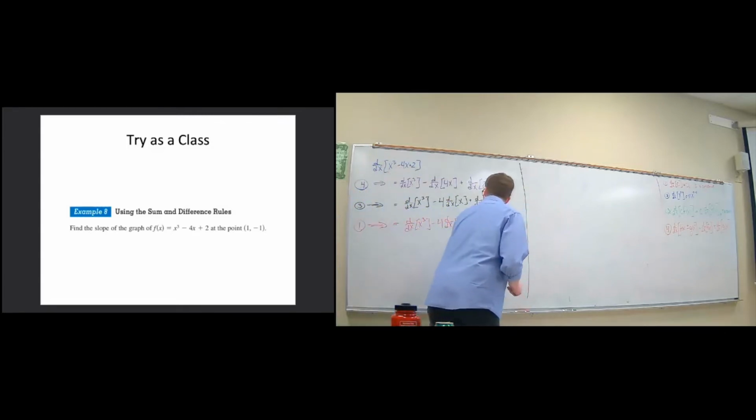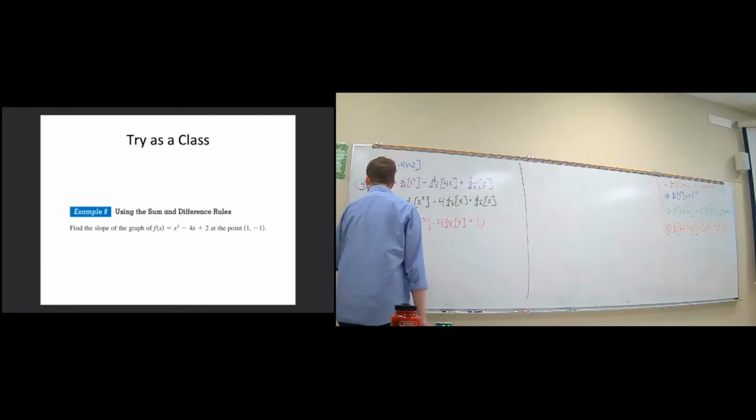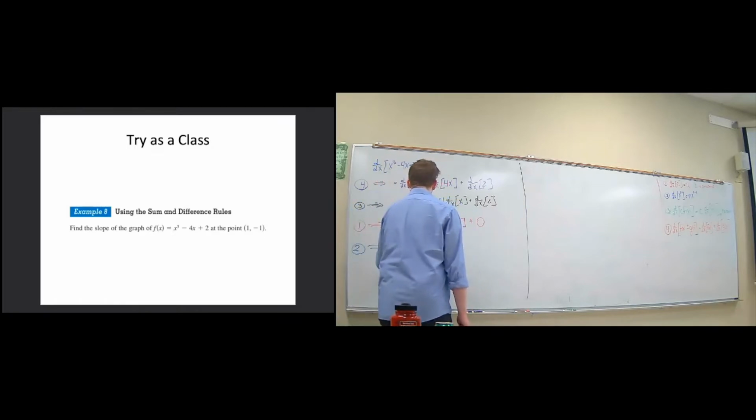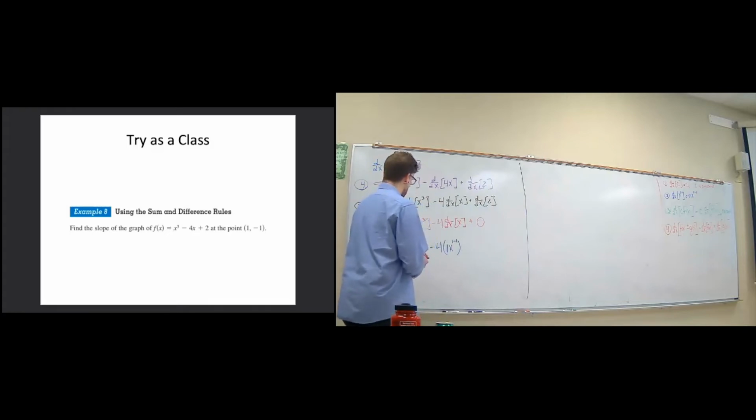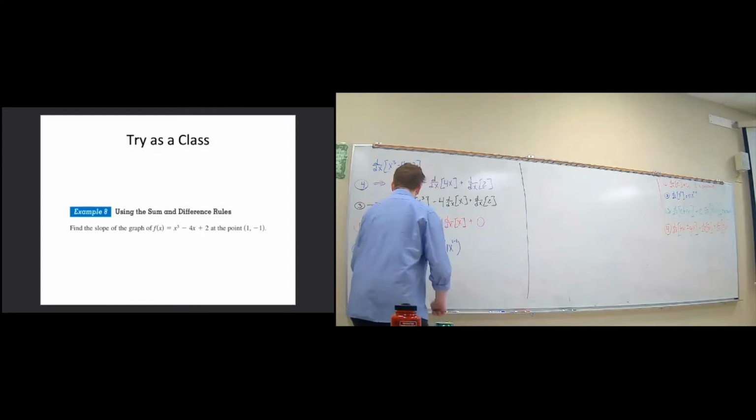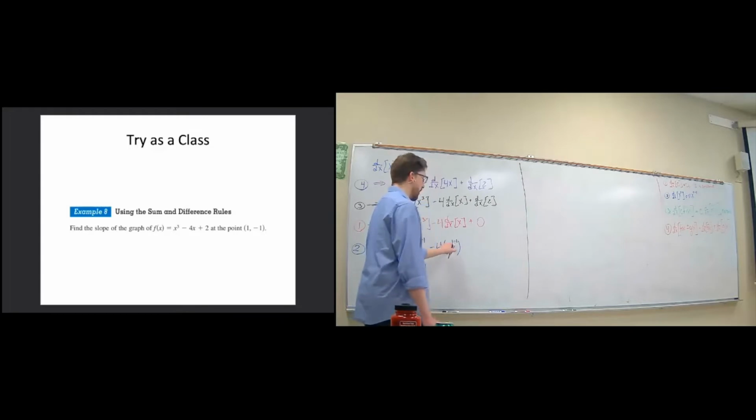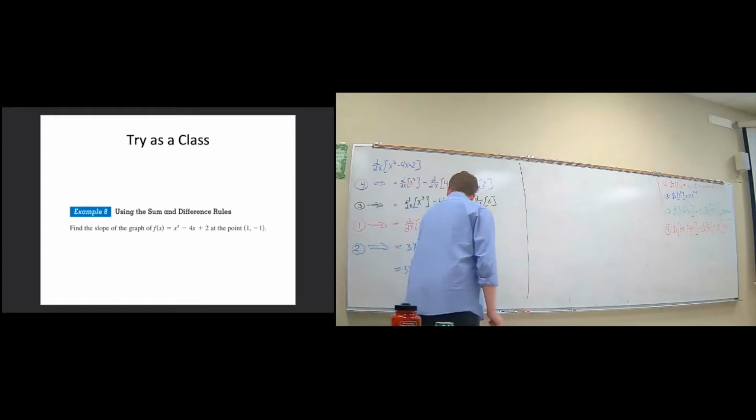Now, by the power rule, so that's rule 2, we're going to have 3 times x to the 3 minus 1, minus 4 times 1 times x to the 1 minus 1, which is equal to 3x to the second minus 4x to the 0th power, or 3x squared minus 4.